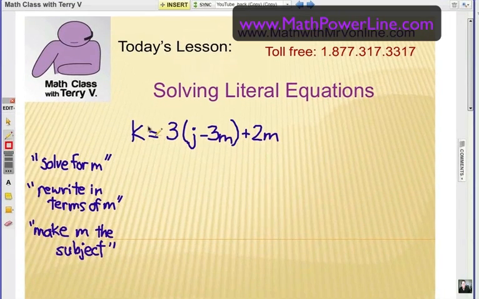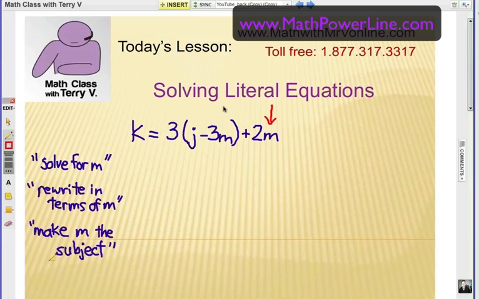All right, I have here an equation: k equals 3 times (j minus 3m) plus 2m. Now the goal is to rewrite this in terms of m. On the left I have some expressions that sometimes are used, and this is how you recognize a literal equations situation. Maybe it says solve for m. Instead of k equals, we want m equals. Maybe it says rewrite in terms of m. Or in some cases, like the UK or England, make m the subject.